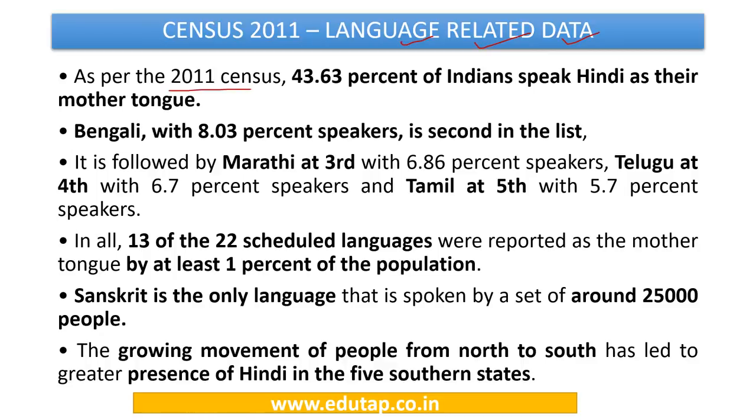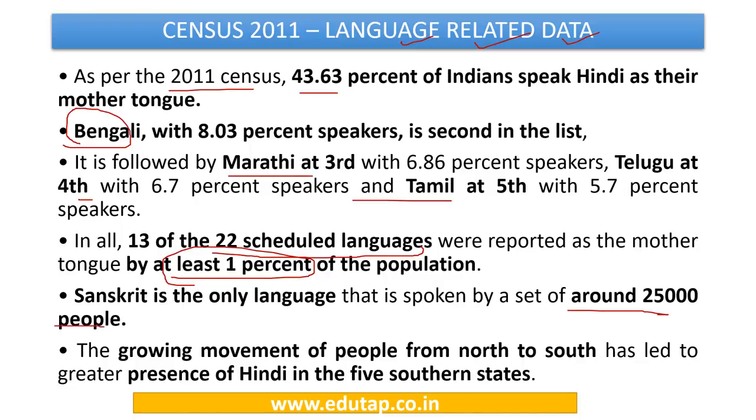As per the 2011 census, 43.6% of Indians speak Hindi as their mother tongue. So the highest proportion of Indians speak Hindi. Next comes Bengali, and it has around 8% speakers. It is second in the list. It is followed by Marathi and Telugu and then Tamil. So these are the top spoken languages in the country: Hindi, Bengali, Marathi, Telugu and Tamil. In all, 13 of the 22 scheduled languages were reported as the mother tongue by at least 1% of the population. However, Sanskrit is spoken by only around 25,000 people.